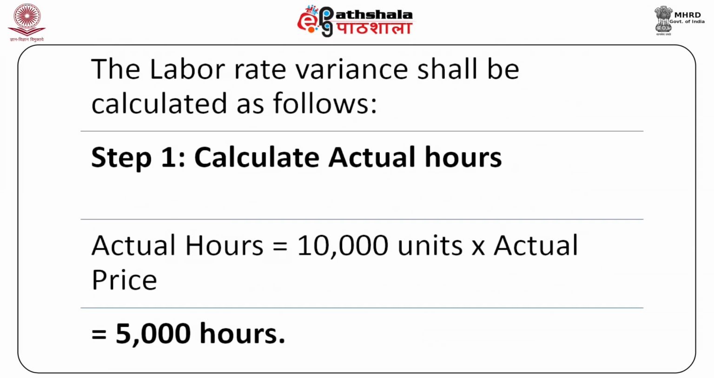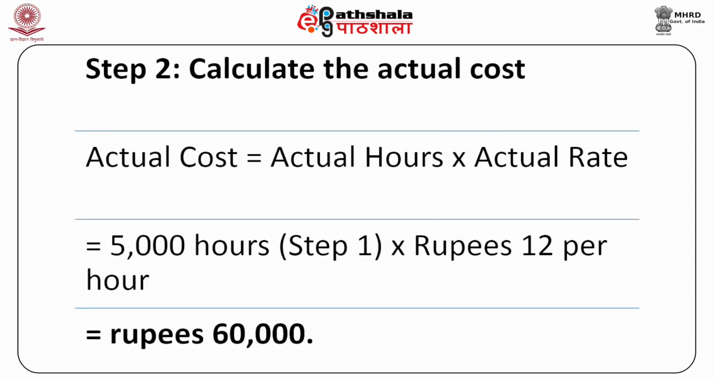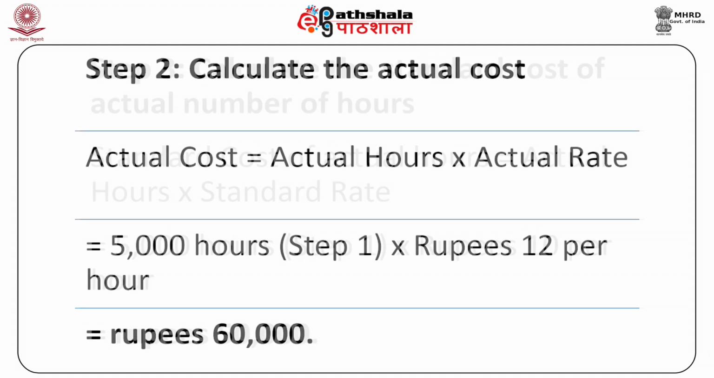The labor rate variance shall be calculated as follows. Step 1. Calculate actual hours. Actual hours is equal to 10,000 units into actual price is equal to 5,000 hours. Step 2. Calculate the actual cost. Actual cost is equal to actual hours into actual rate. 5,000 hours calculated in step 1 multiplied by rupees 12 per hour equal to 60,000 rupees.